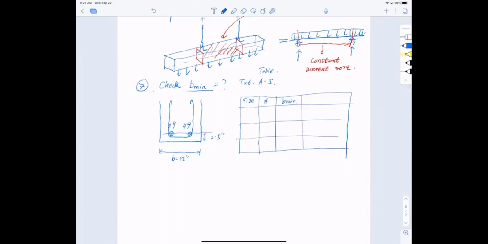All right, now I want you to take a look at table A5. For number 9 bars and 2 bars, the beam width minimum should be 8 inch. Sorry, I keep messing things up. Why? 8 inch. Okay, and what we provided here is 12 inch, much larger than the beam minimum. Okay, all right, so that means we're okay finally. All right, so now we are done.